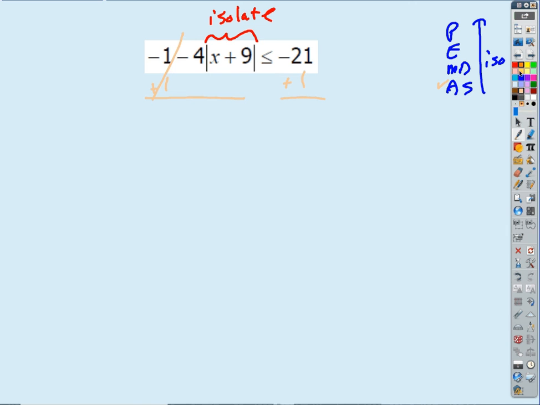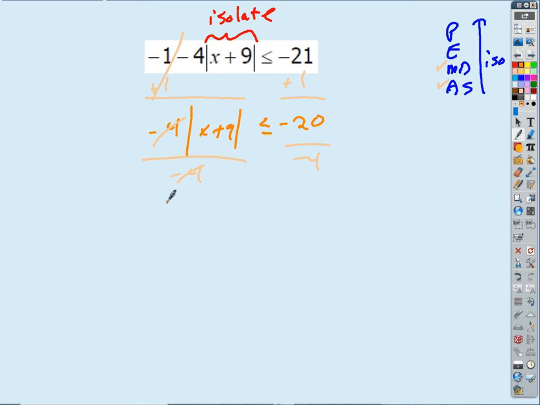So that takes care of that step. And that gives us negative 4 times the absolute value of x plus 9 is less than or equal to what? What's negative 21 plus 1? Negative 20, good. And then what? Divide by -4. Okay, good. Divide each side through by -4, so there's our multiply divide. And that did the trick.